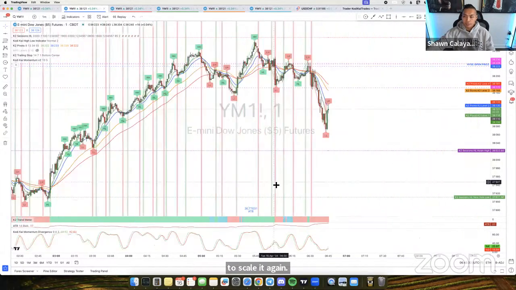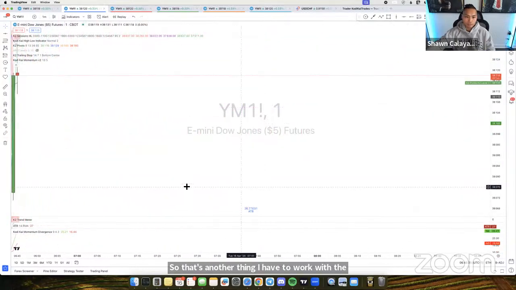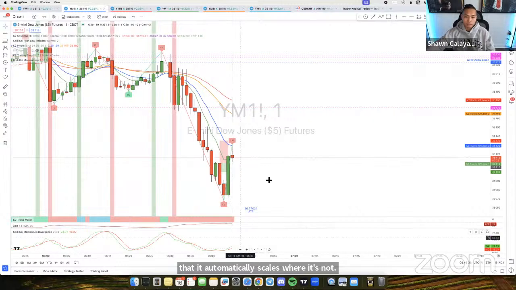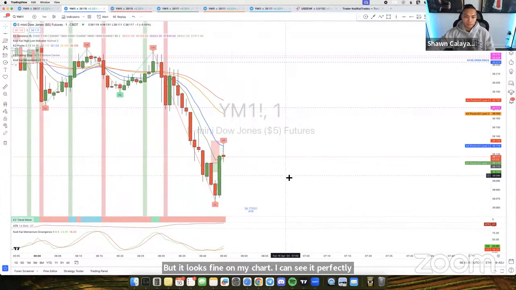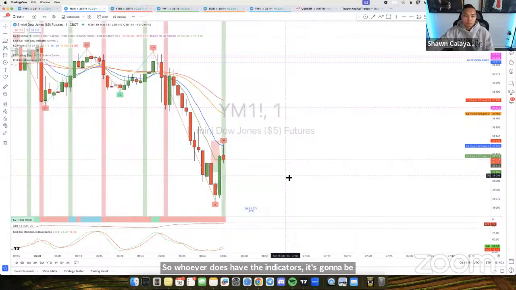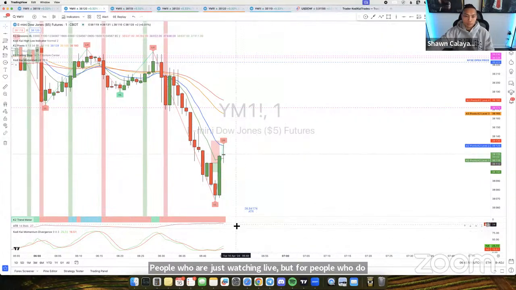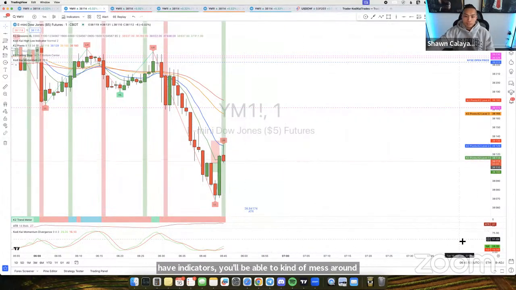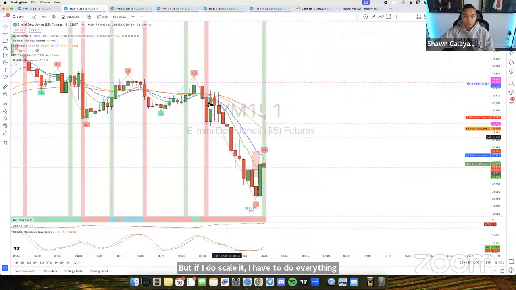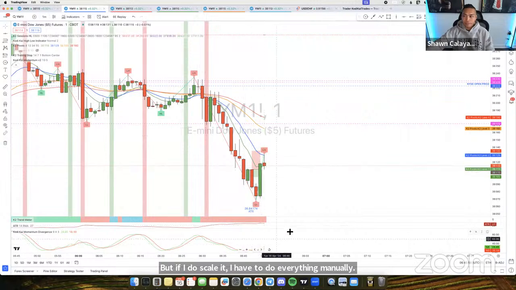I need to figure out a way to scale it so that it automatically scales. But it looks fine on my chart. I can see it perfectly fine. It's for you guys who are looking at it on the Zoom. So whoever does have the indicators, it's going to be beneficial to you, not necessarily beneficial to people who are just watching live. But for people who do have indicators, you'll be able to mess around with it. But if I do scale it, I have to do everything manually. The chart's not going to look good up here. It's either going to look good here, or you're barely going to be able to see the lines down here.